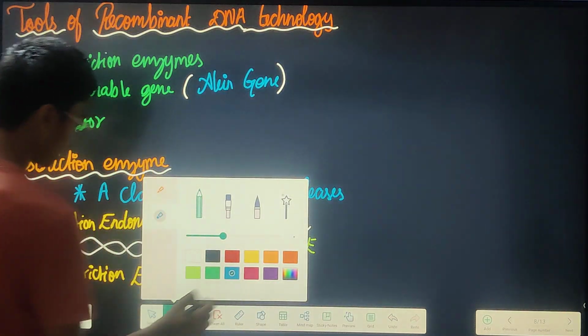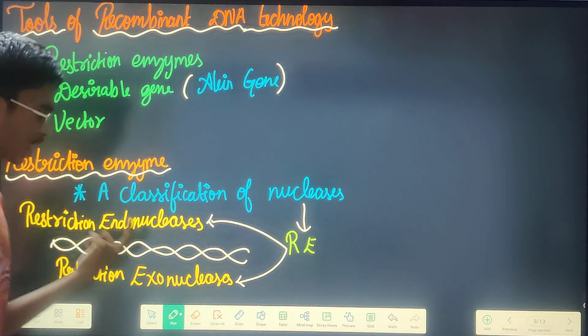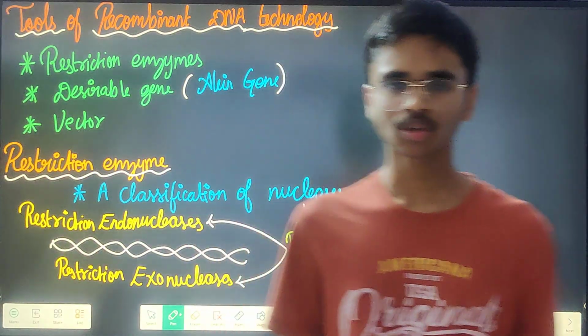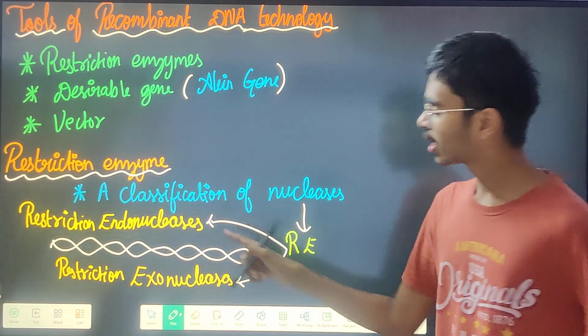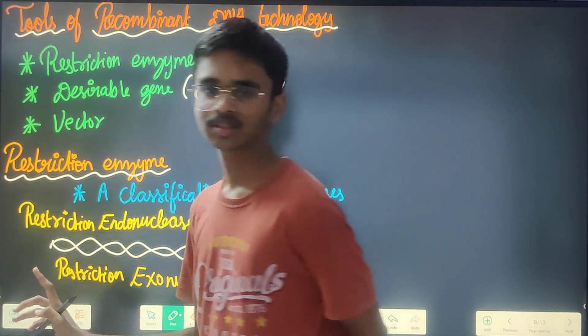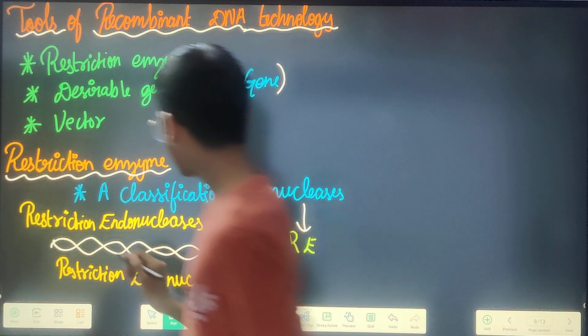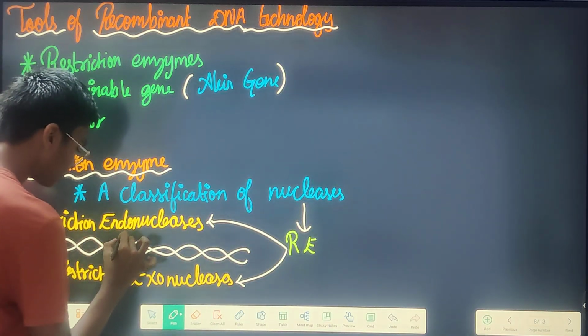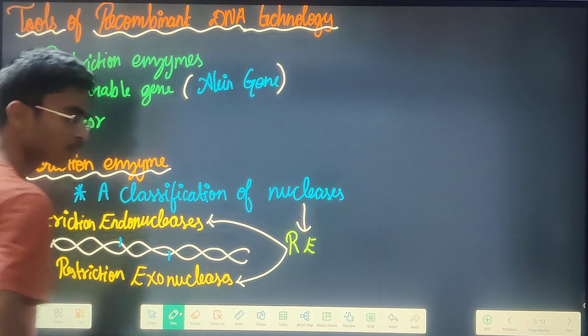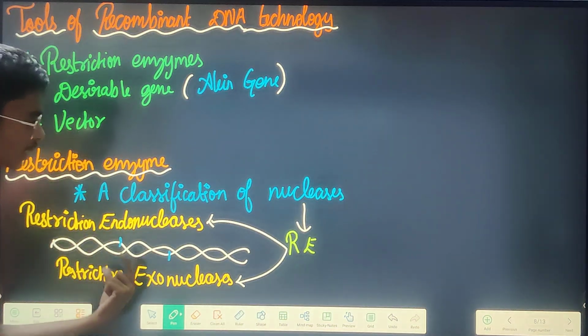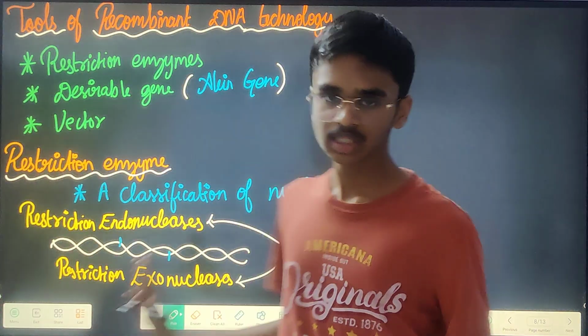Here, I will also be giving you all the examples of restriction endonucleases and restriction exonucleases. Now, you are using restriction endonucleases. Then it will be cutting here, at the center. Okay, here it will be cutting. Now you will be getting two different strands of DNA.